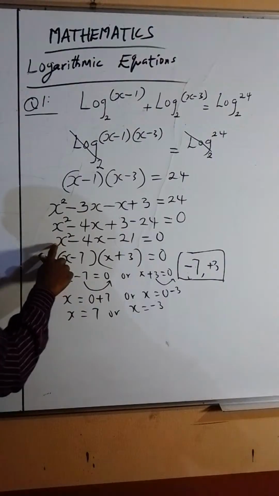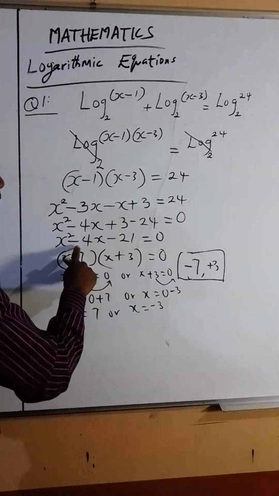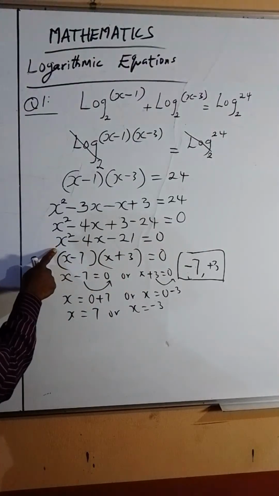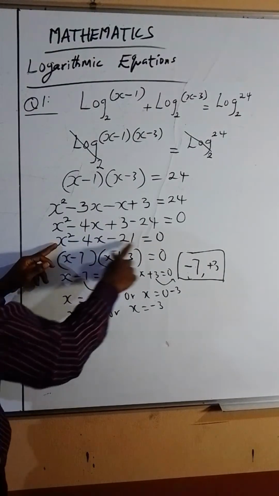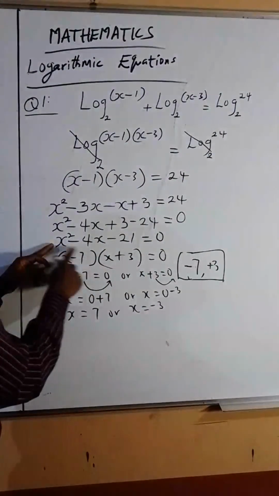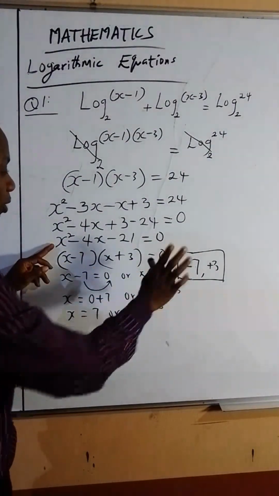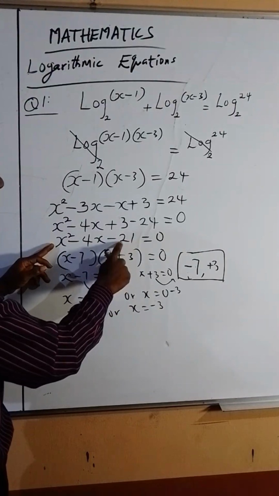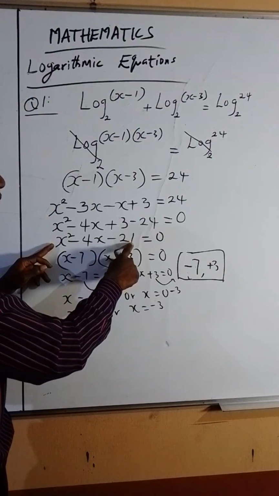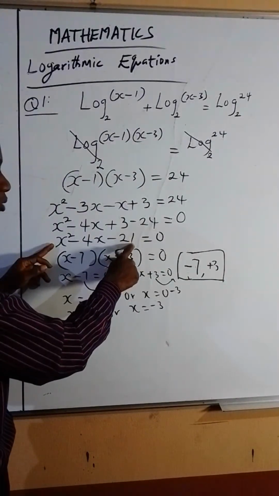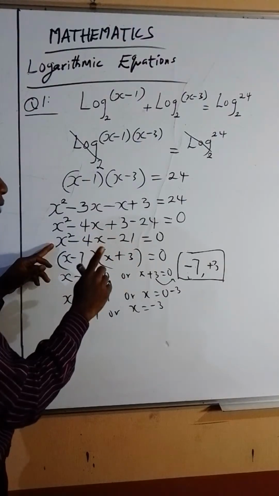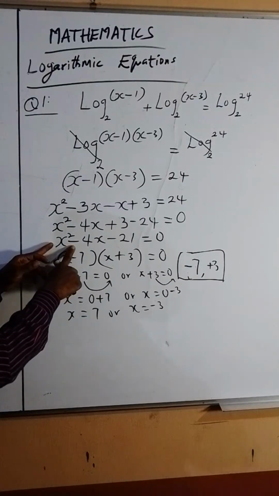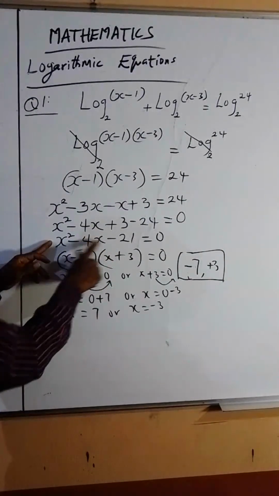Now, when we get here, the question is, how do we factorize this? How do we solve this? Because this is a quadratic equation. So when we solve this particular question, what we are simply going to do is find two numbers such that when multiplied will give us 21, but when we add them together, we get 4. But this 21 is negative, and this 4 is negative. You can see that both of them are negative.